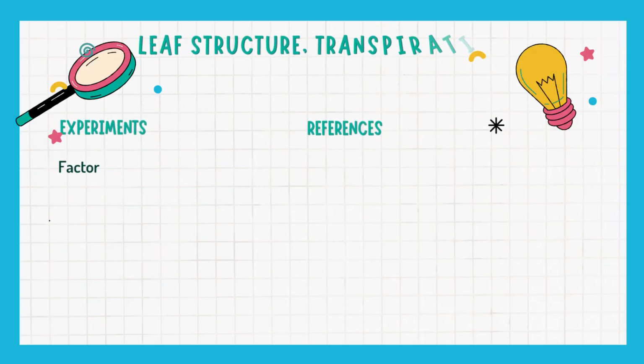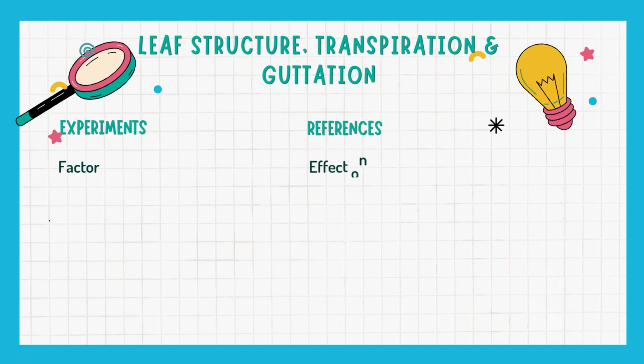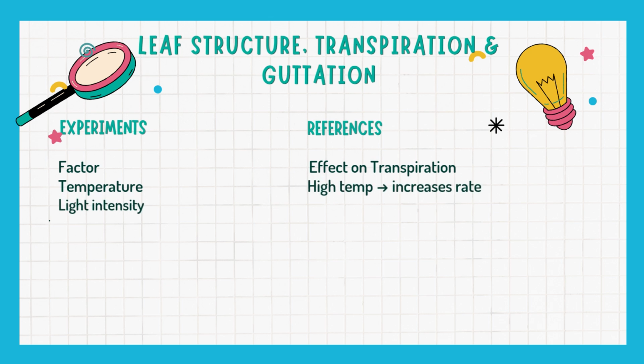Factors affecting transpiration. Experiment factor and its effect on transpiration. Temperature: high temperature increases the rate. Light intensity: bright light causes stomata to open, leading to more water loss.